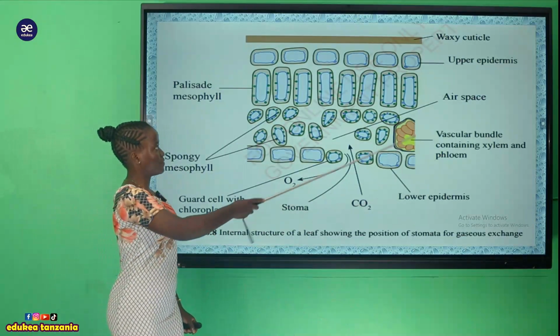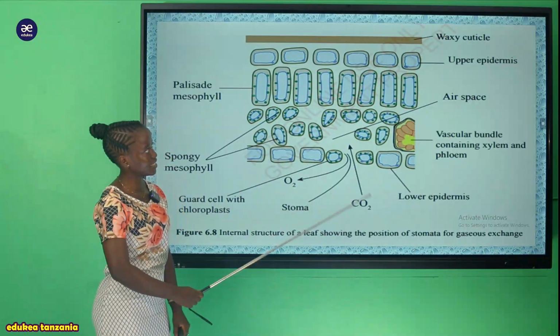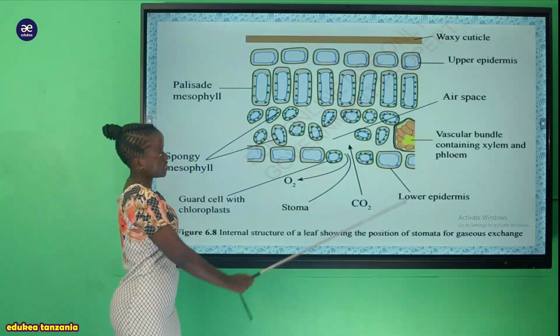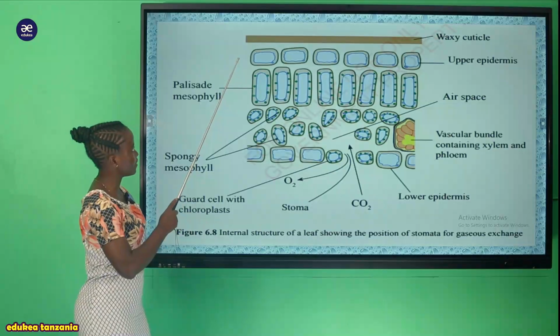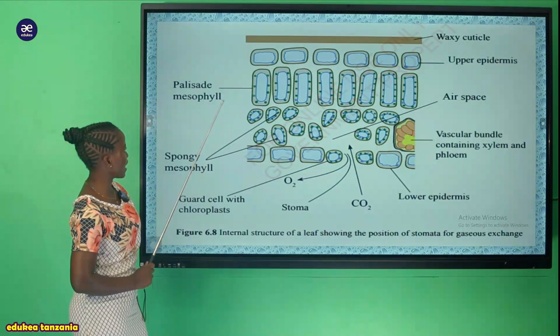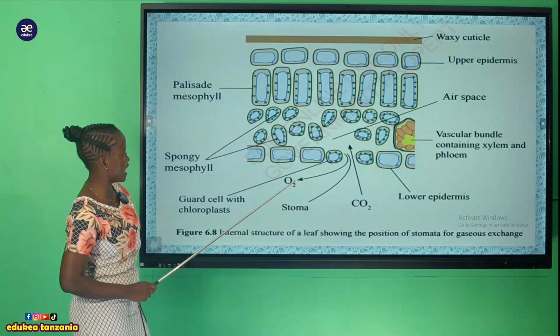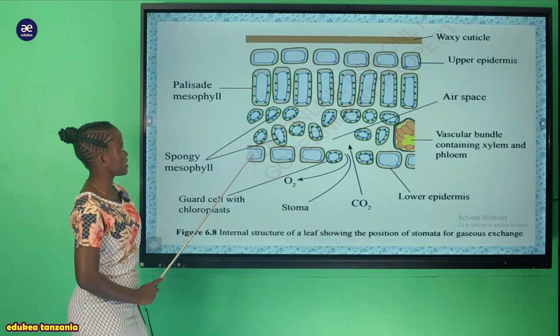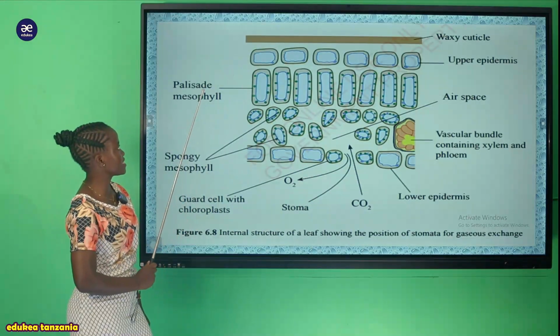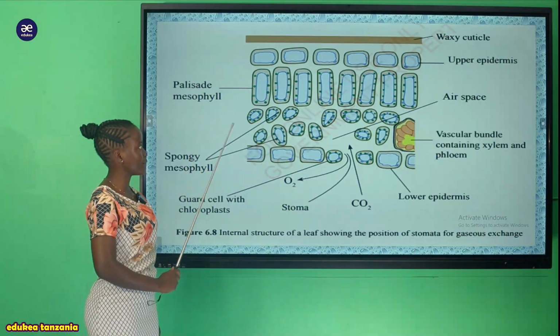But also, apart from the waxy cuticle, there is the presence of the upper epidermis. You can see this one, it is the upper epidermis. And apart from the upper epidermis, we have the lower epidermis ambayo iko huku chini. And after the upper epidermis, there is the presence of the palisade mesophyll.